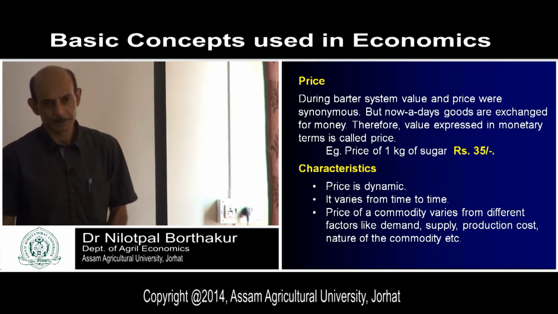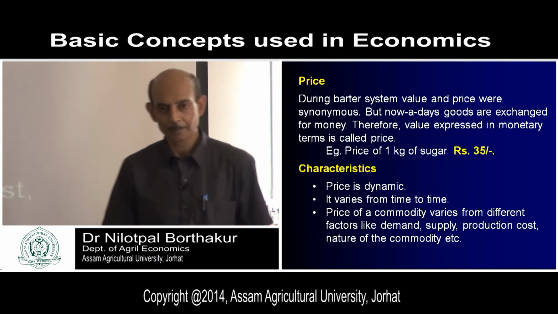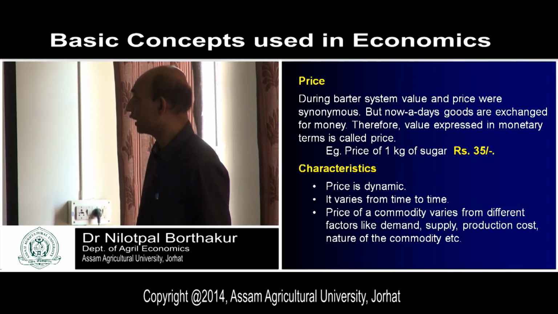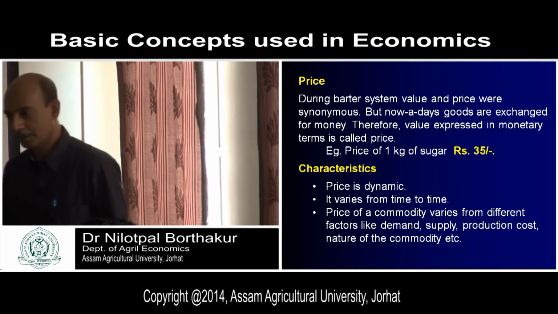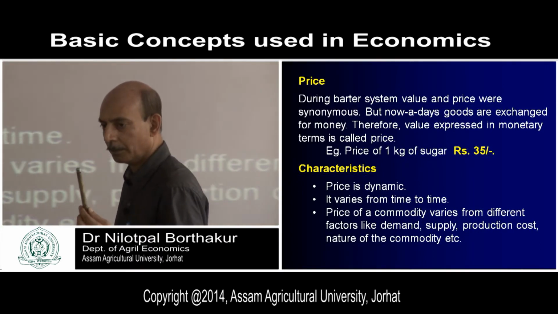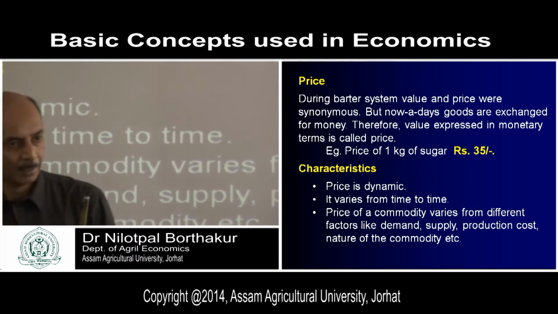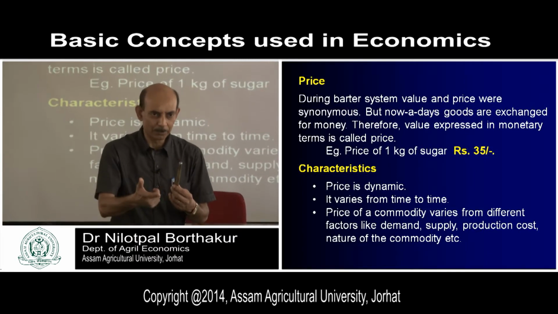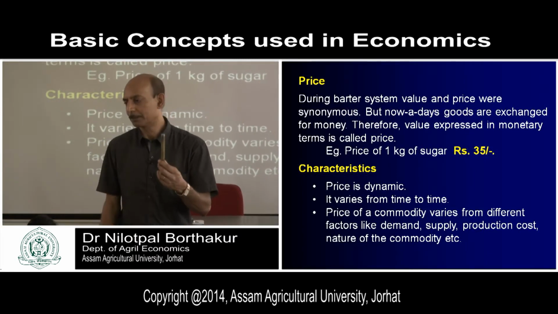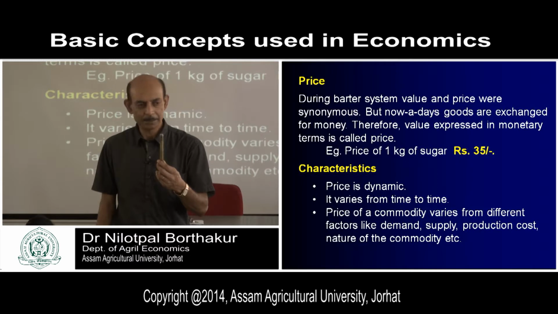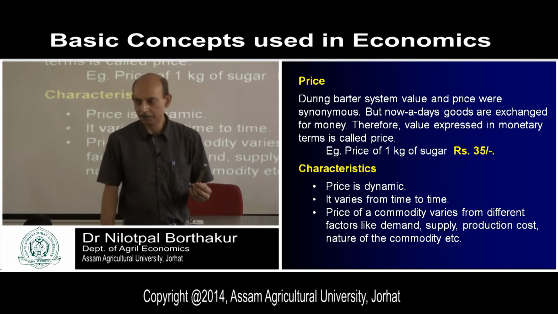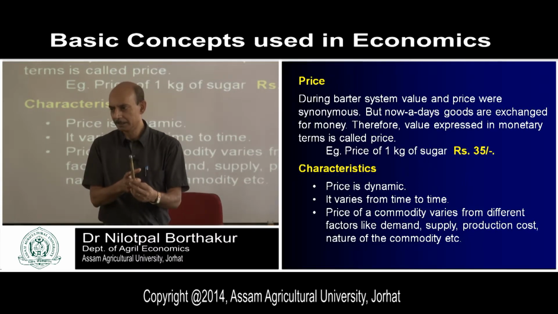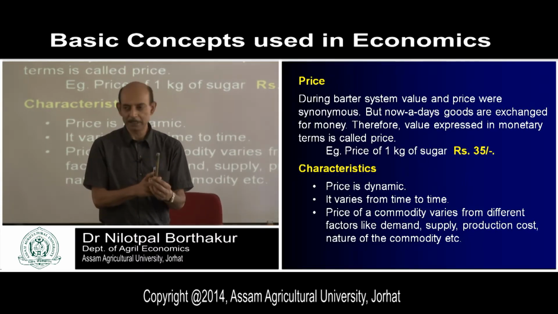Then comes price. The value of a commodity expressed in monetary terms is called price. What is the value of this pointer? If I convert its value into monetary terms, that will be its price. Suppose 150 rupees. That means to buy one item of this pointer, I need 150 rupees.